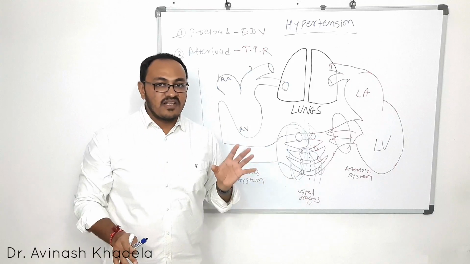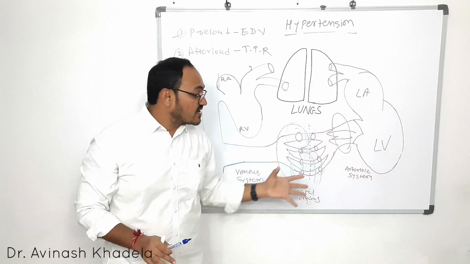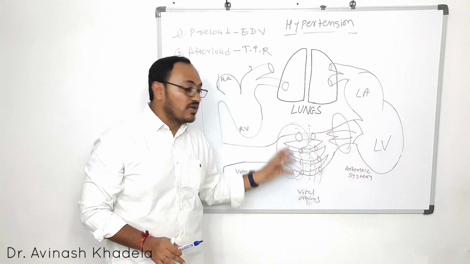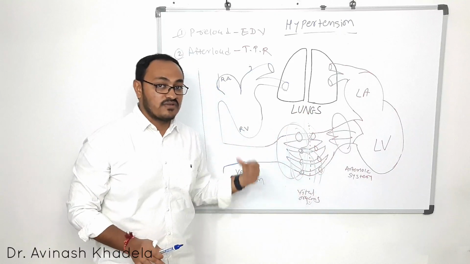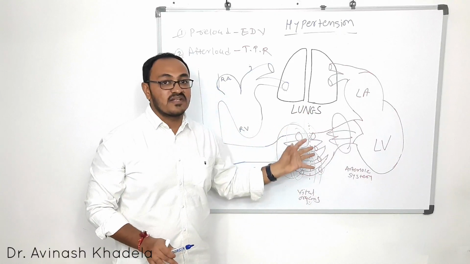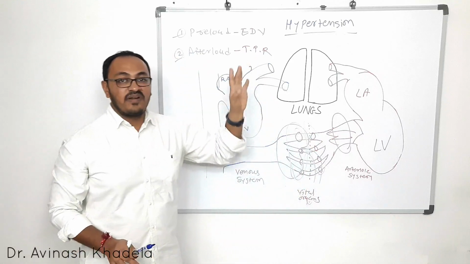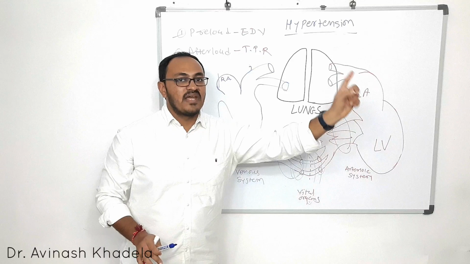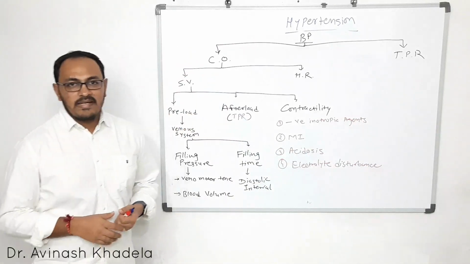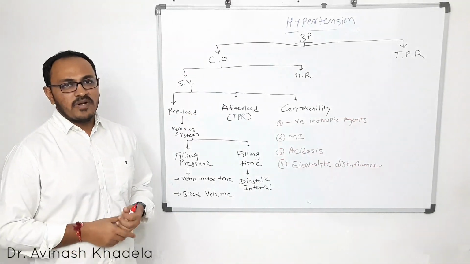Otherwise, in normal condition, there is a normal pressure resistance offered by these arterioles, but when the arterioles are constricted, venules are constricted, there will be some resistance offered, and that will increase the afterload or total peripheral resistance and ultimately diastolic blood pressure. Now let us understand the basic concept of blood pressure.